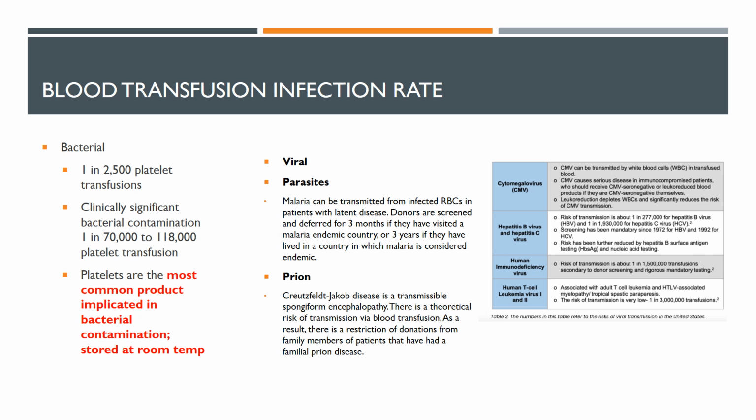Hep B and Hep C virus, the risk of transmission is about 1 in 277,000 for hepatitis B and 1 in about almost 2 million for hepatitis C. Screening has been mandatory since 1972 for Hep B and 1992 for Hep C. For HIV, risk of transmission is about 1 in 1.5 million transfusions. And then for the human T-cell leukemia virus 1 and 2, this is going to have a risk of transmission which is very low, which is 1 in 3 million transfusions.